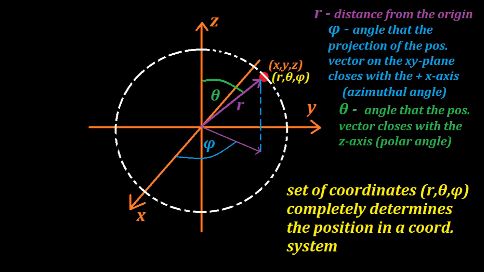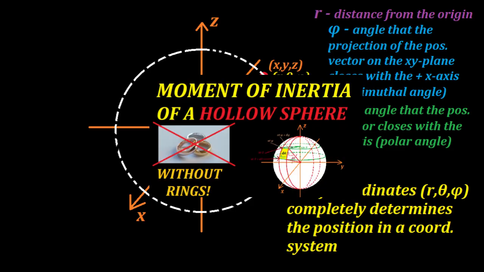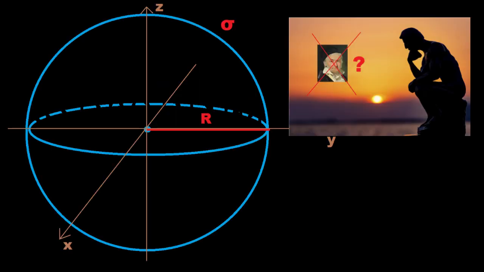I will assume you're familiar with the spherical coordinate system, and if you need more context, there is plenty of literature and videos explaining it, including my previous video on the moment of inertia of a spherical shell, so you can also check that out. So, if we're not going to be using Gauss's law, what are we going to do?